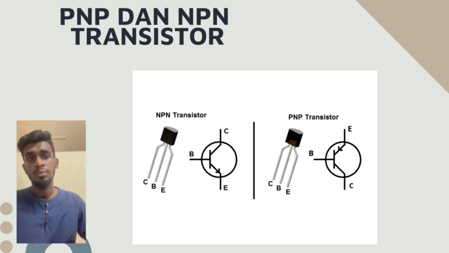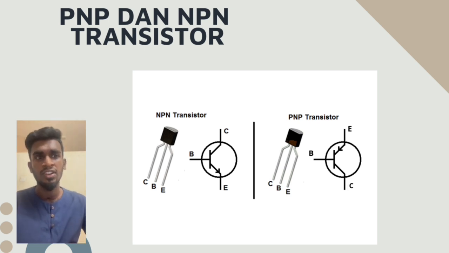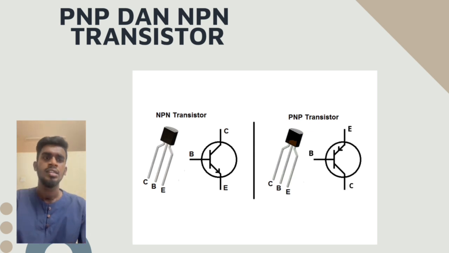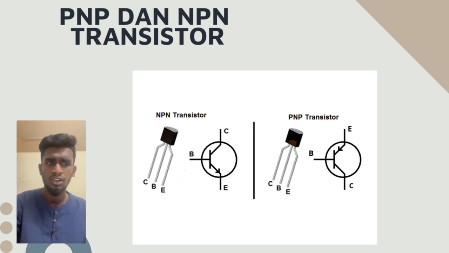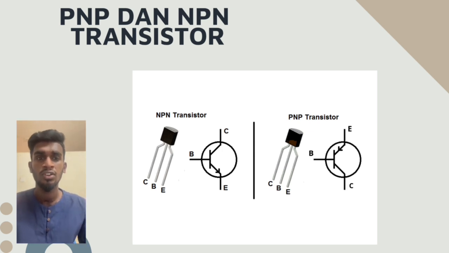Operation. The base must be negative relative to the emitter to turn it on. The collector is more negative than the base. The arrow on the emitter points inward, indicating the direction of conventional current flow.